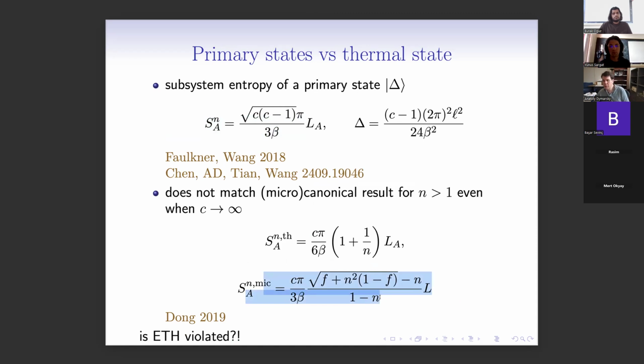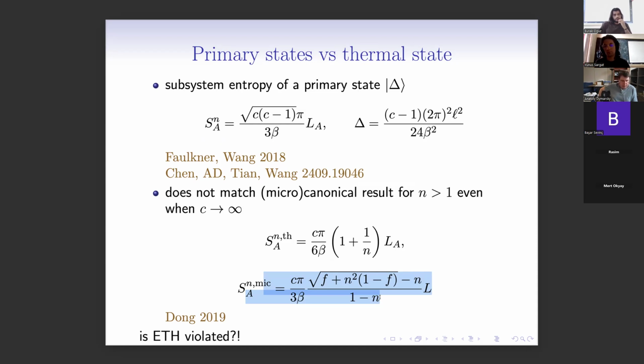What does it mean? Does it mean that ETH is not satisfied? That was a question. Yes. Oh, sorry, go ahead. No, go ahead. Oh, I want to ask you, so usually you don't expect ETH to apply to all eigenstates, but rather the middle of the spectrum, you want the continuum so you can define an energy, just like in a thermodynamic sense, right? Yes. Would you expect in the case of primaries that these are satisfied? Yes. So you're raising the following issue.